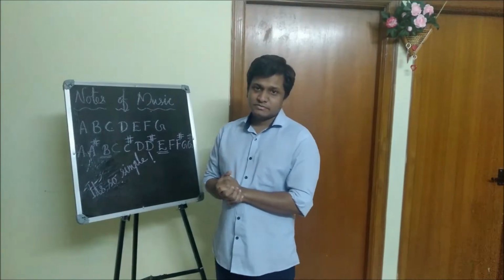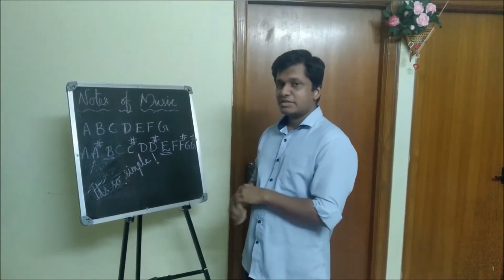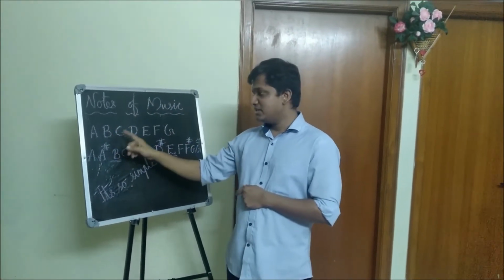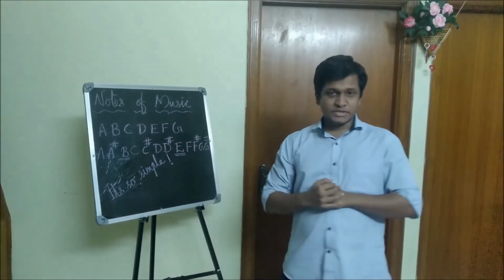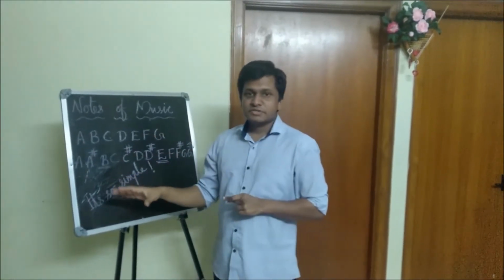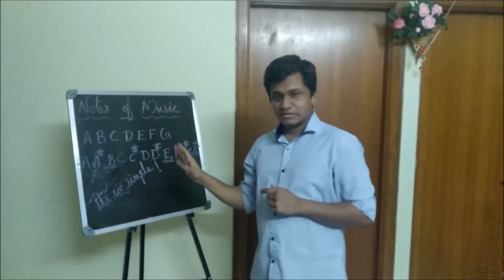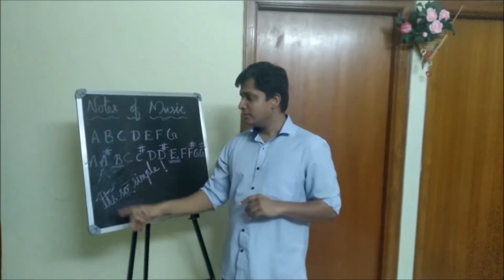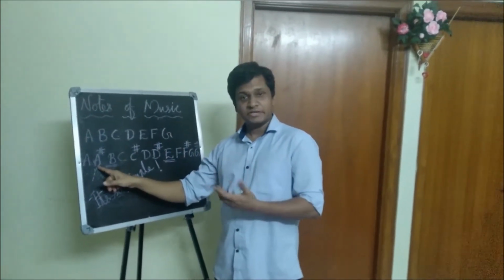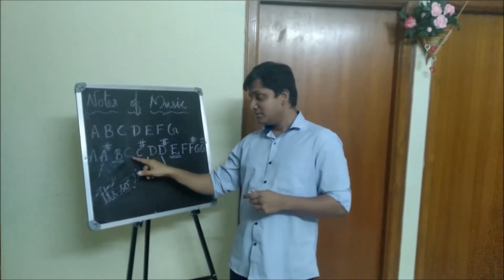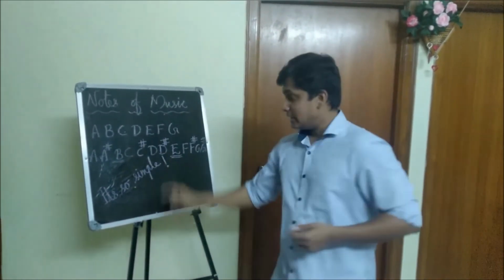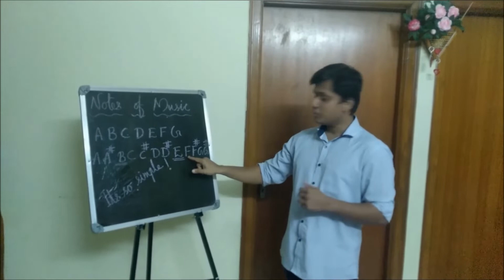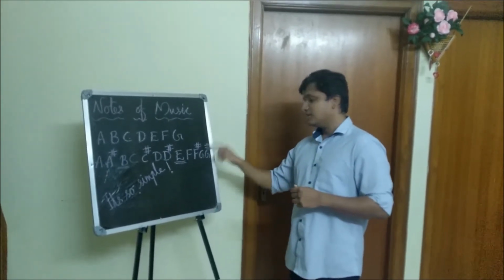A simple way to remember these notes is basically you just take your English alphabets from A to G. A, B, C, D, E, F, G. Okay? What you basically do is you give each of these alphabets a partner or a friend, which will be called sharps. For example, A will have a friend called A sharp. C will have a friend called C sharp. D will have a friend called D sharp. F will have a friend called F sharp. G will have G sharp.